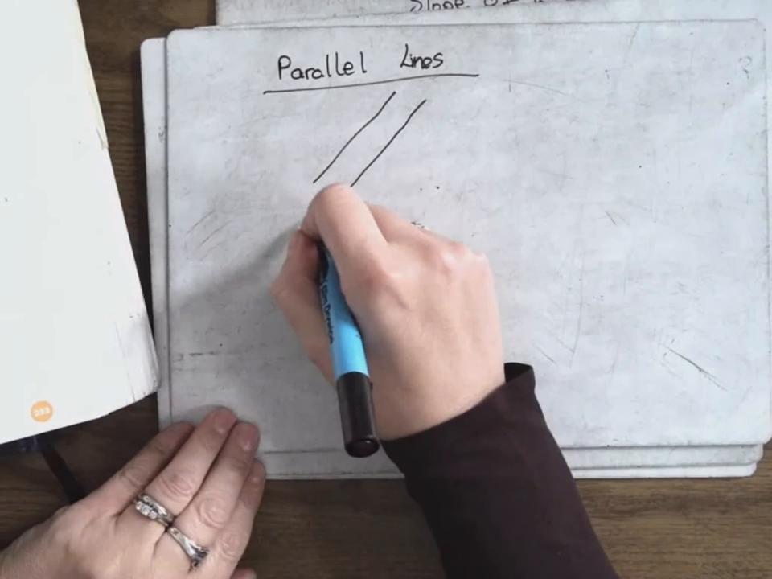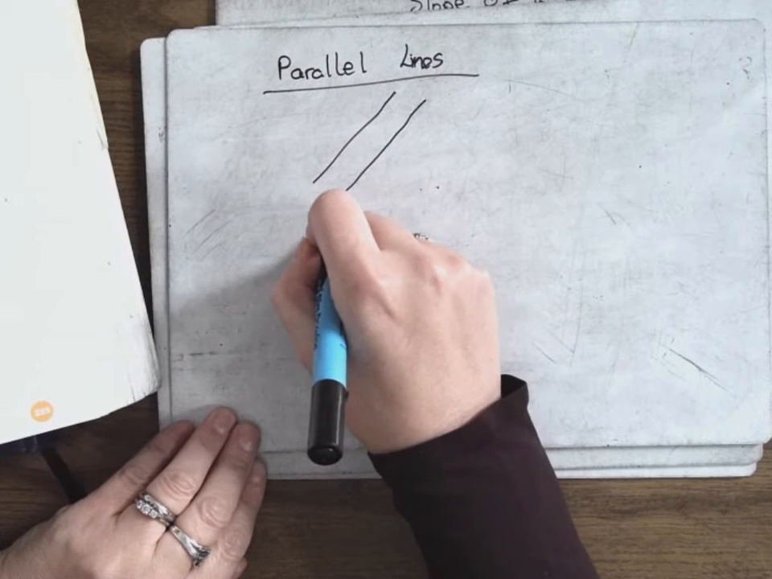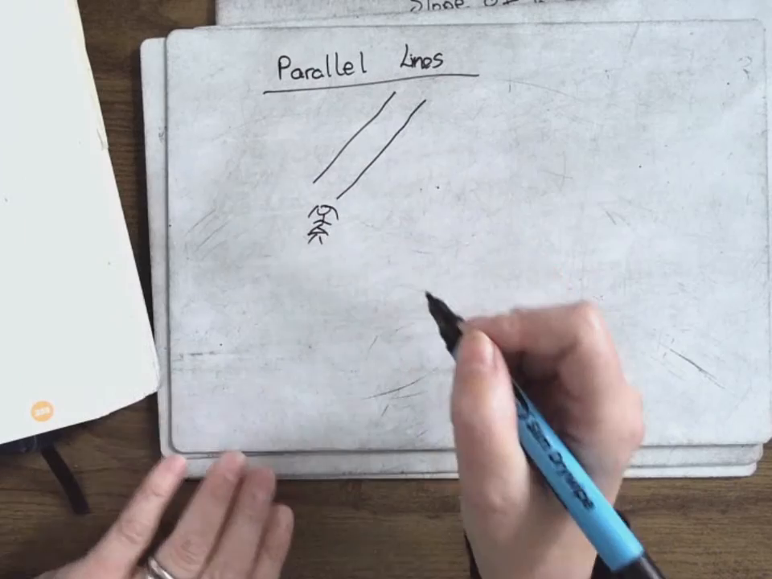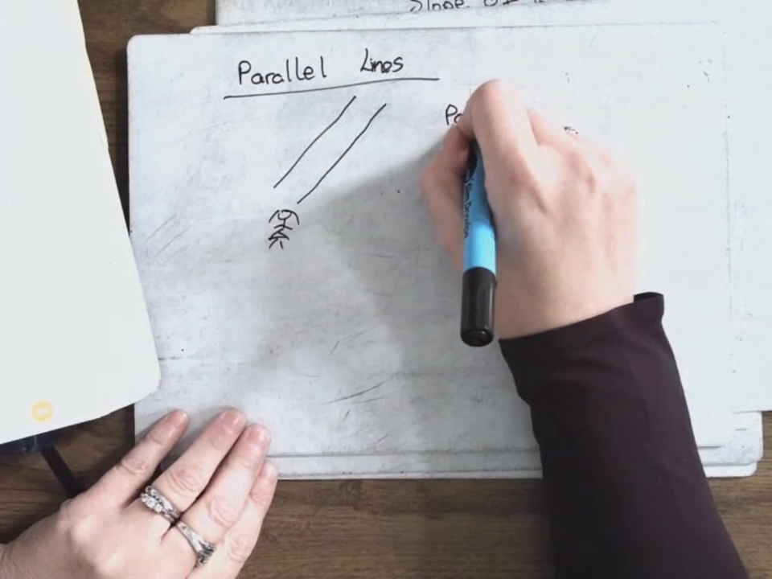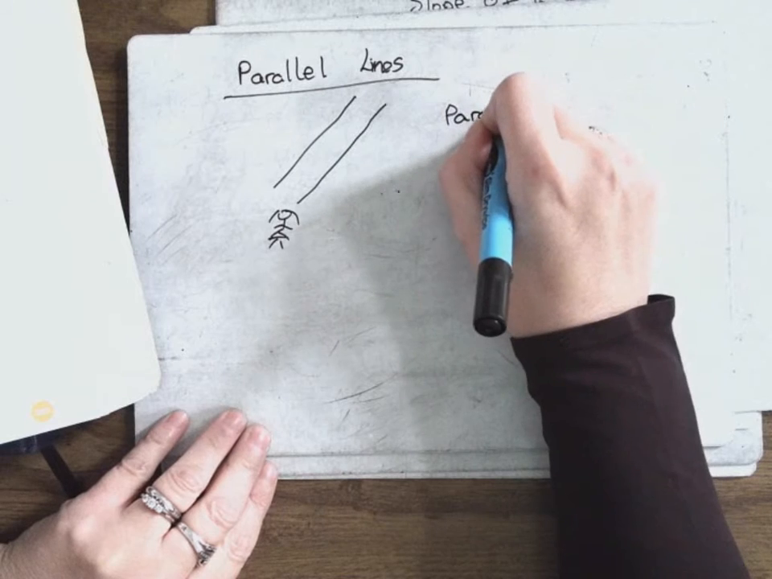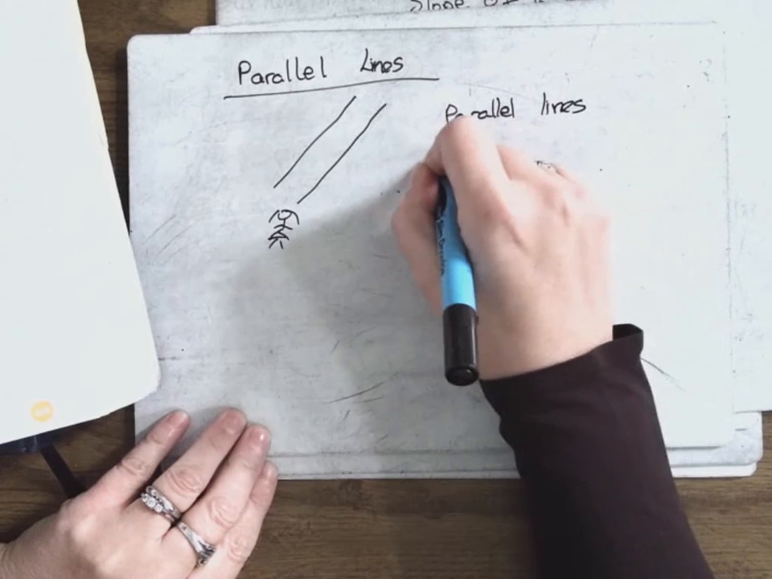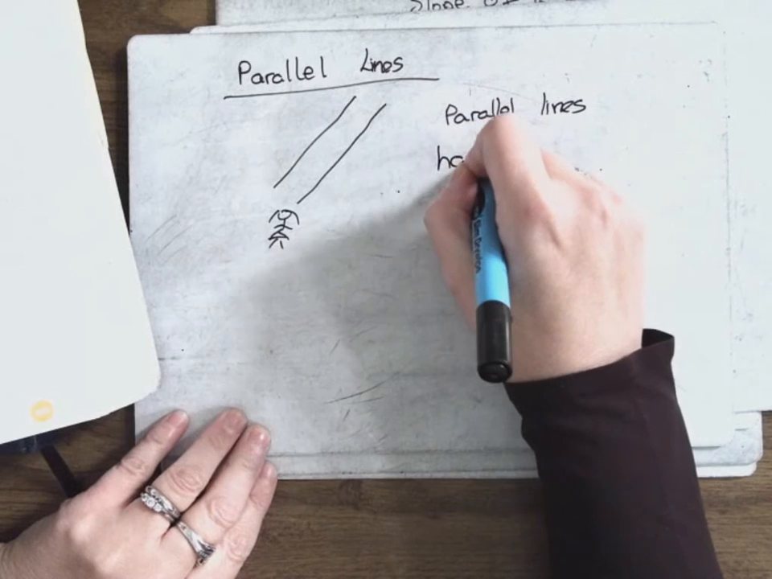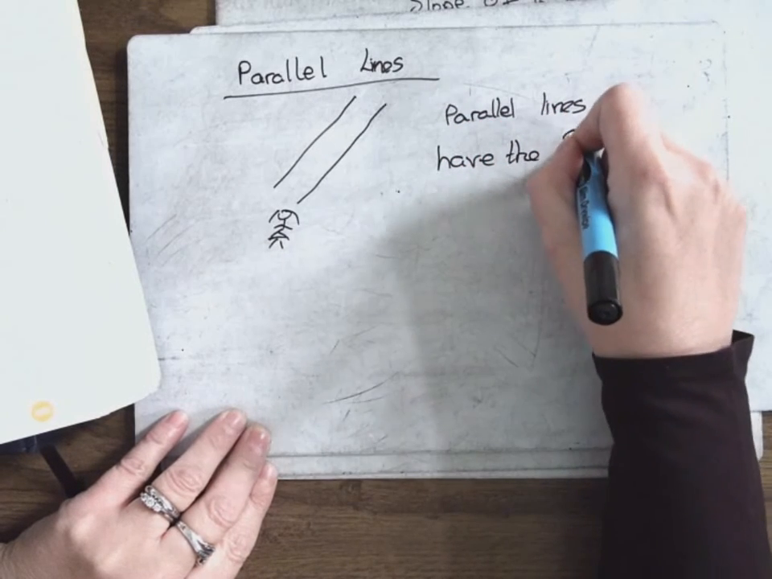Which hill would you prefer to climb up? Tell me again. They're the same. Great. So parallel lines have the same slope. Same.